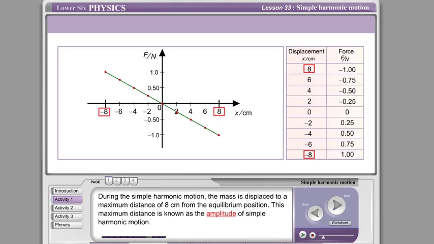During the simple harmonic motion, the mass is displaced to a maximum distance of 8 centimeters from the equilibrium position. This maximum distance is known as the amplitude of simple harmonic motion.